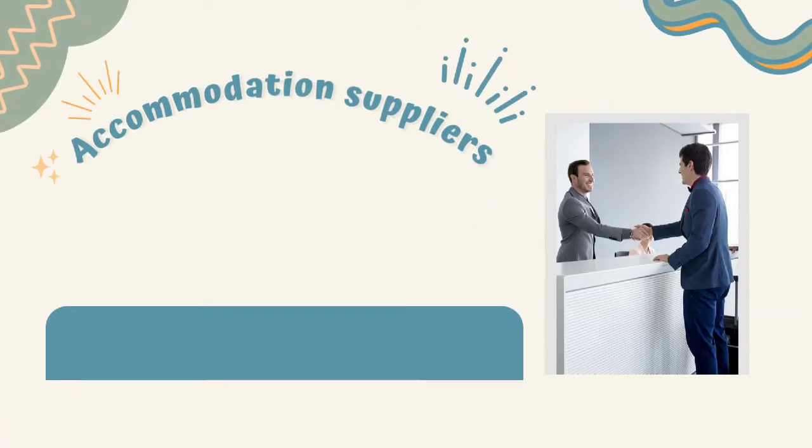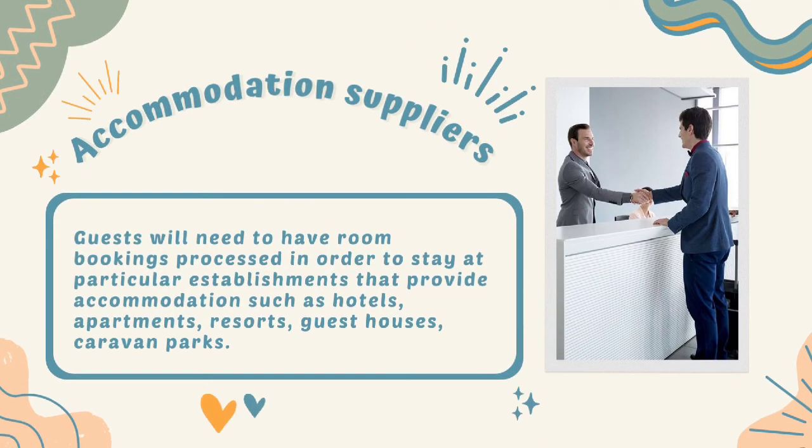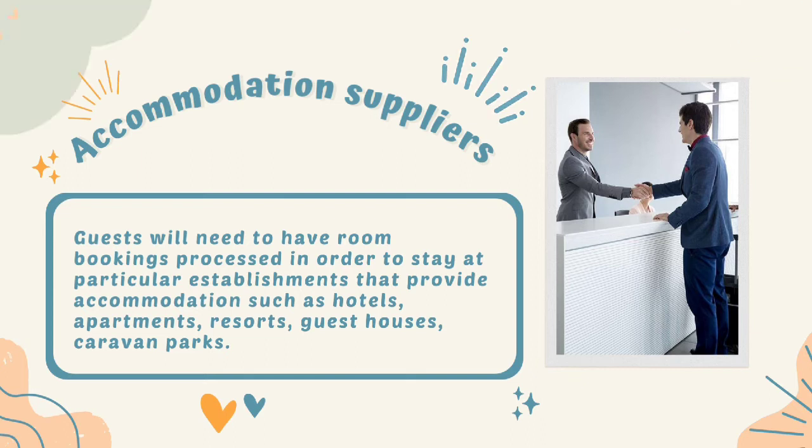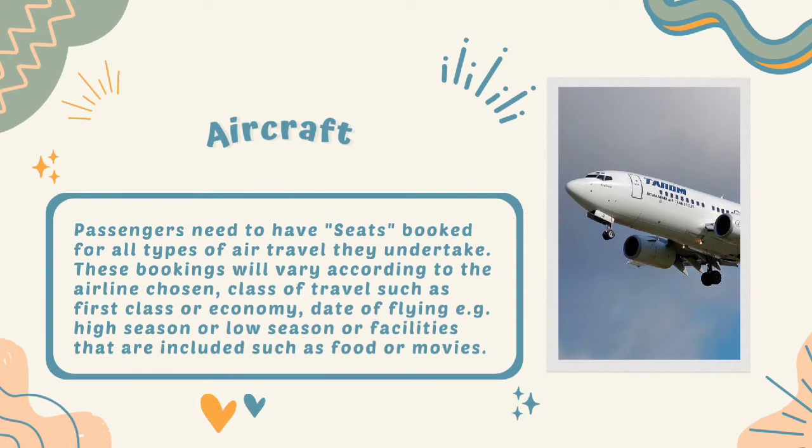Types of bookings. Accommodation suppliers. Guests will need to have a room booking process in order to stay at a particular establishment that provides accommodations such as hotels, apartments, resorts, guest houses, and caravan parks. Aircraft. Passengers need to have seats booked for all types of air travel they undertake. These bookings will vary according to the airline chosen, class of travel such as first class or economy, date of flying, high season or low season, or facilities that are included such as food or movies.